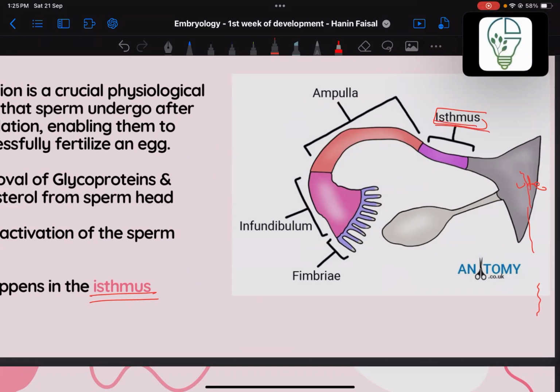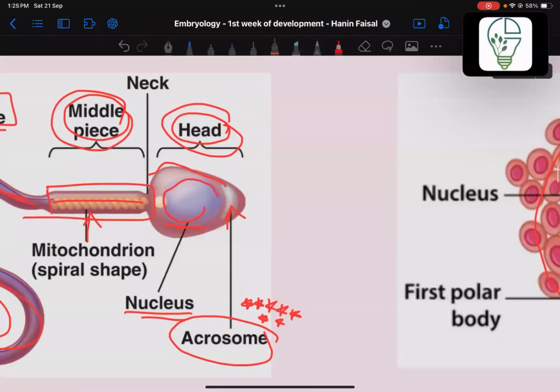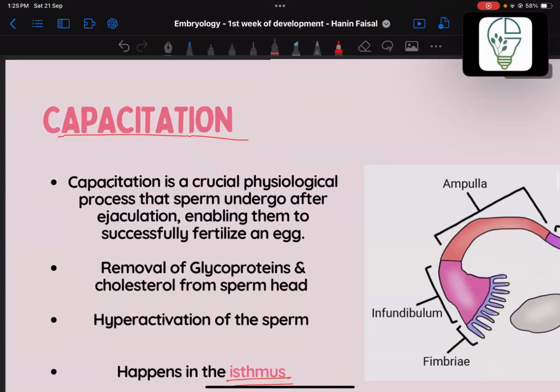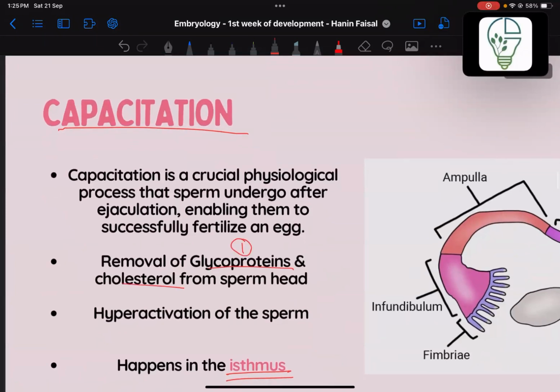What's capacitation? It is the removal of the cholesterol molecules and proteins, glycoproteins, that are going to be found on this head. So it's the removal of the glycoproteins and the cholesterol from the sperm head. And why am I removing those glycoproteins and cholesterol? For the sperm head to easily enter the secondary oocyte.